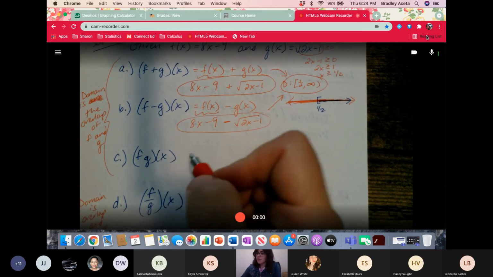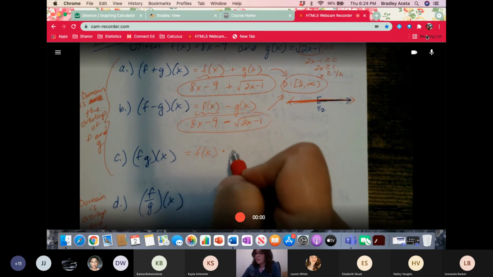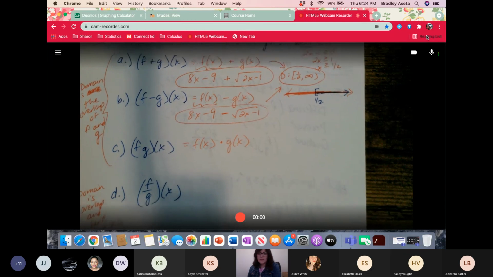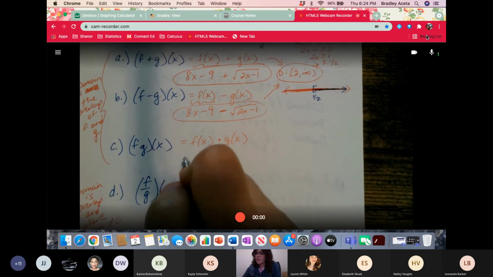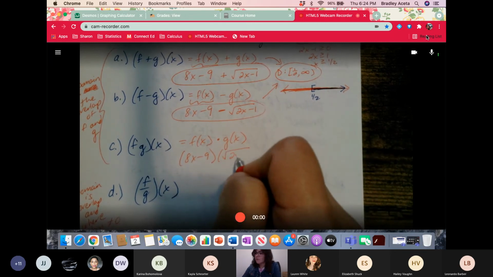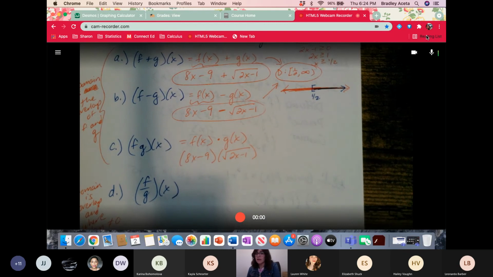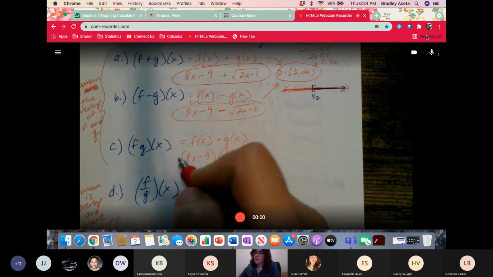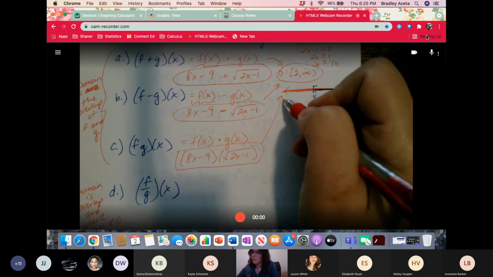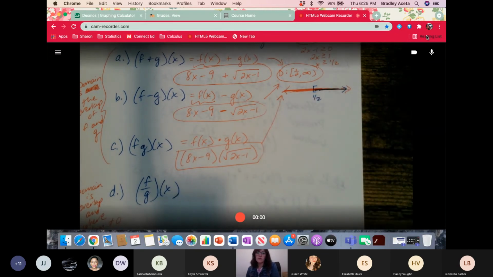F times g of x would be f of x times g of x. So the only thing different I would do here is I'd probably put the 8x minus 9 in a parenthesis and then put the square root of 2x minus 1 in its own parenthesis. And again, if this didn't have a square root and it just had 2x minus 1, you'd have to FOIL it out. But this is what they have, and there's nothing more you can do here. And again, their overlap is still the 1/2 to infinity.